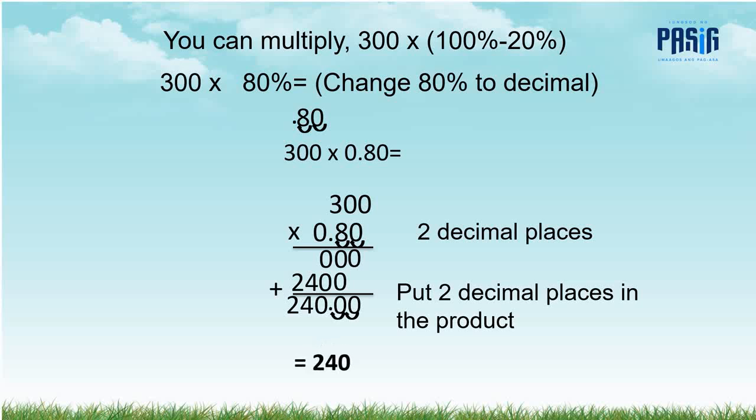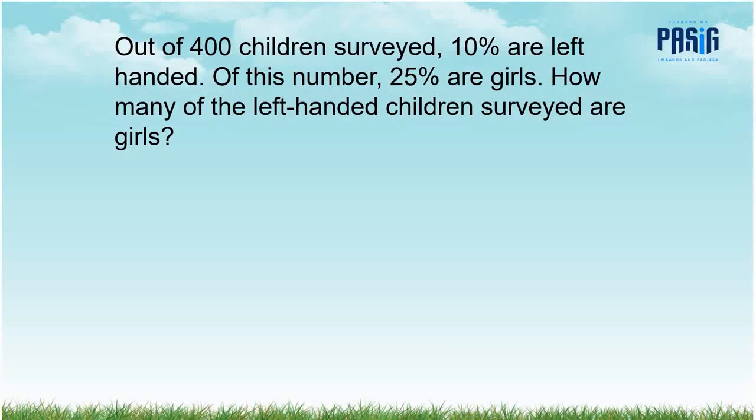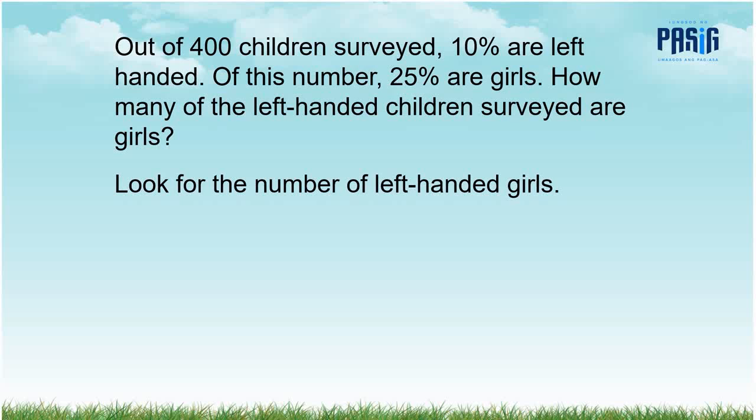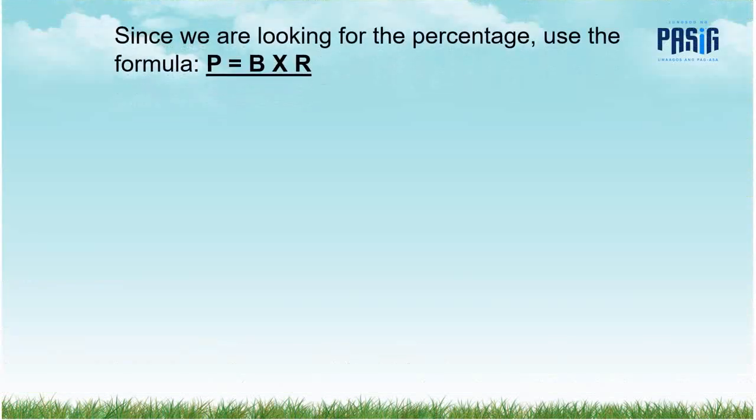Let us have another example. Out of 400 children surveyed, 10% are left-handed. Of this number, 25% are girls. How many of the left-handed children surveyed are girls? Look for the number of left-handed girls. Given 400, number of children surveyed, 10% left-handed children, 25% left-handed girls. Since we are looking for the percentage, use the formula percentage is equal to base times rate.